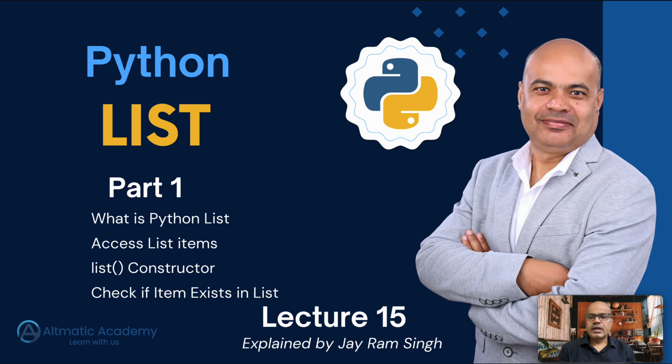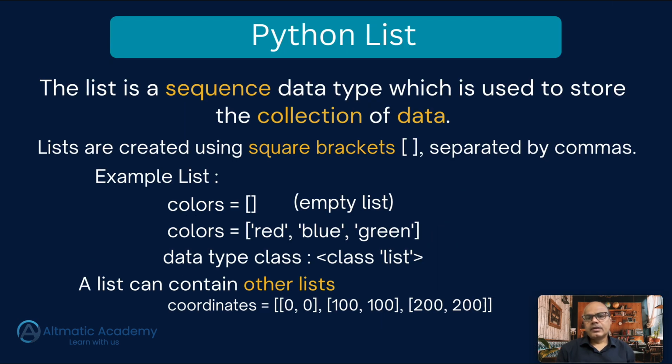In the first slide, our definition of the list is a sequence data type. Sequence means one by one. In sequence, data is stored in a sequence data type, which is used to store a collection of data. We can have many collections of data, maybe similar data or not similar data, but we can use a list to store those data in sequence.